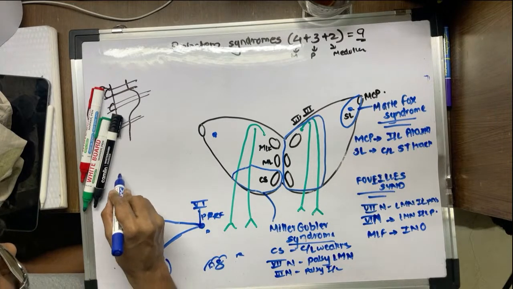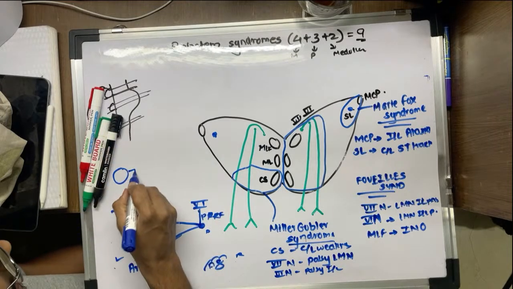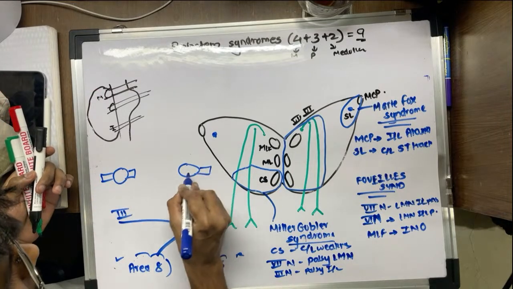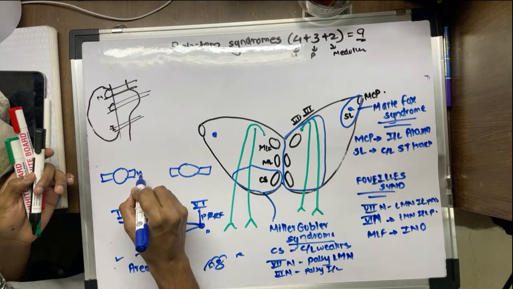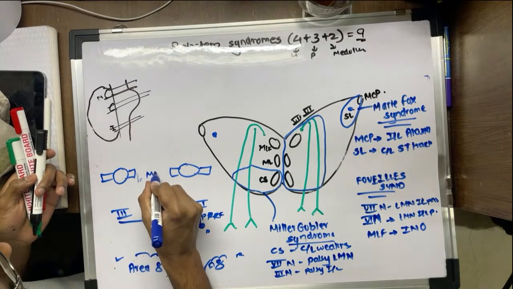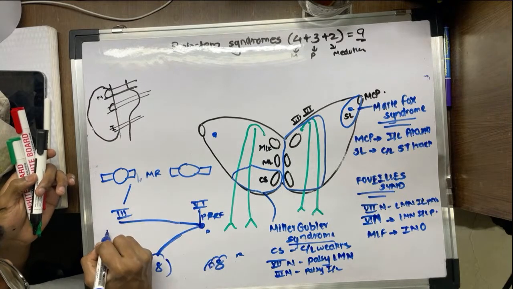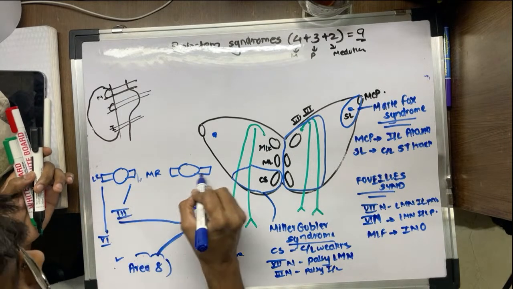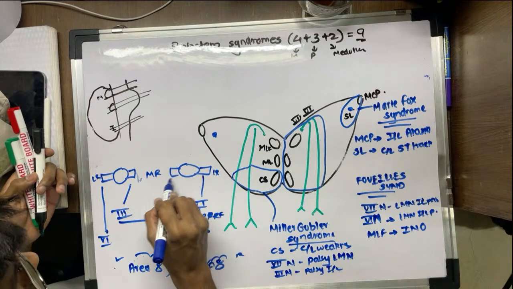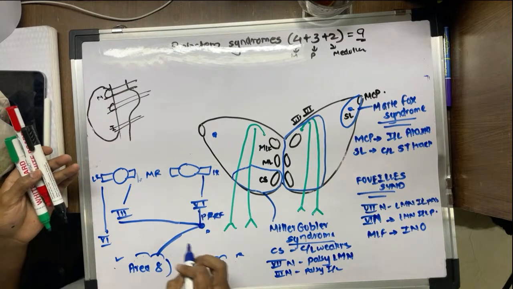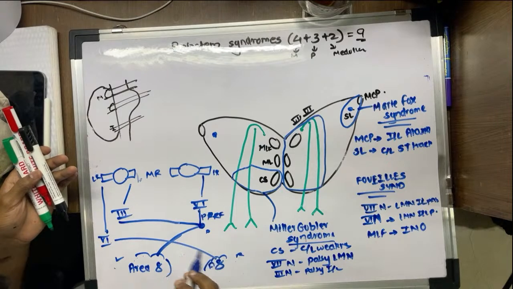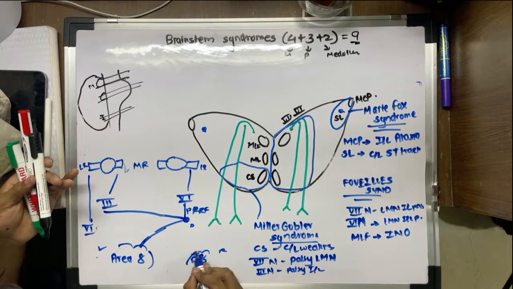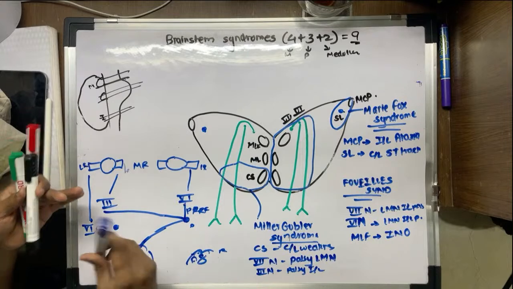If you draw the eyeball like this, this is the medial rectus, which the third nerve supplies, and this is the sixth nerve, which supplies the lateral rectus. I'm going to draw this with different colors so that you understand. Also here we have a PPRF.